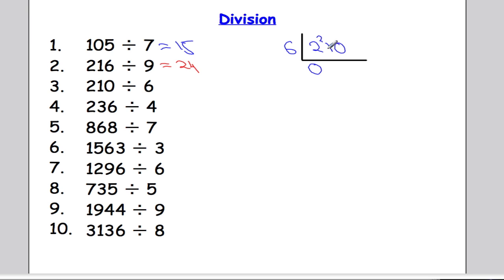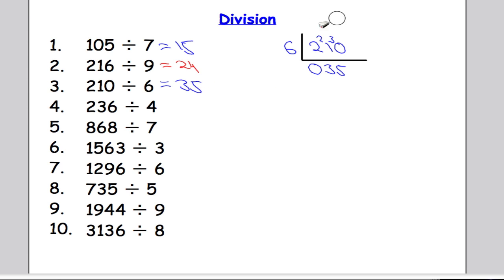How many times does 6 fit into 21? Well, it goes in 3 times. 3 times 6 is 18, which means we have a remainder of 3. How many times does 6 fit into 30? It goes in 5 times. So 210 divided by 6 is 35.